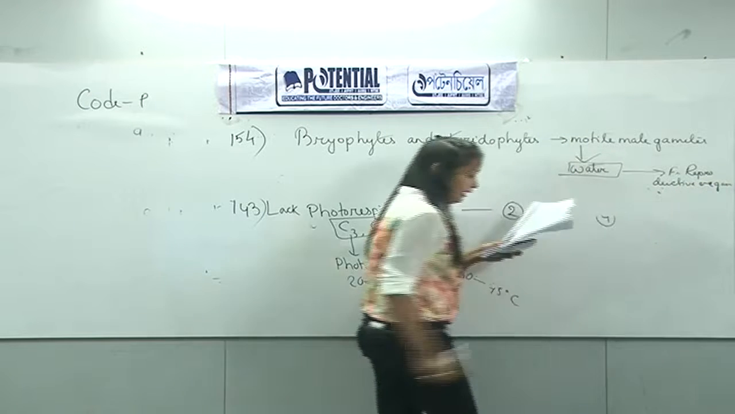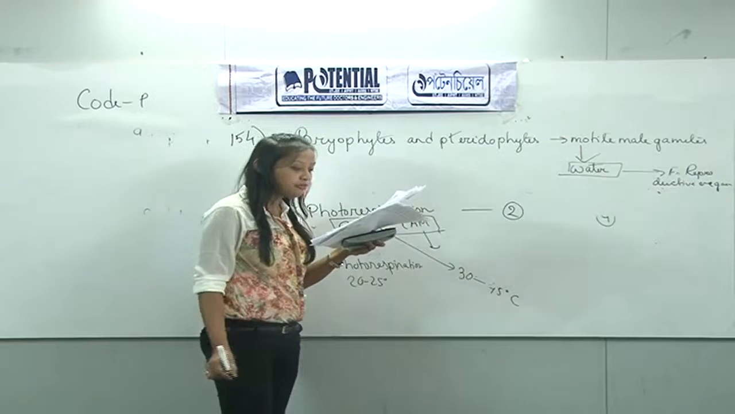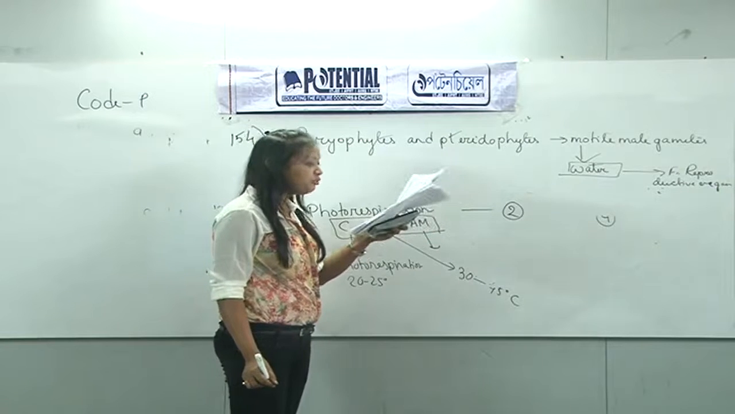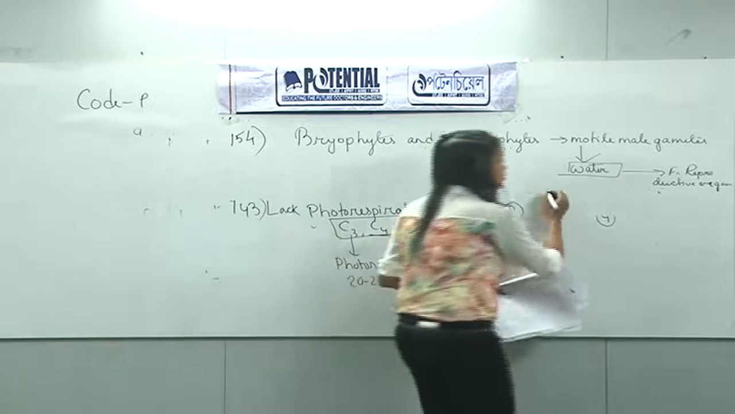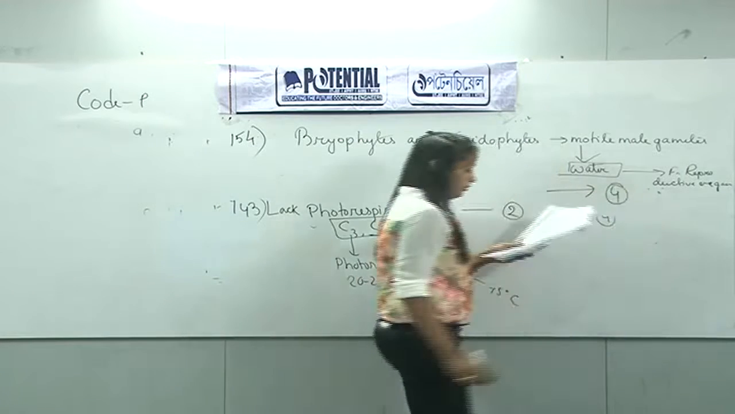So four options are here: wind, insect, birds and water. So what is the correct option? Water. Water carries the male gamete to the female reproductive organ. So the correct option will be 4.